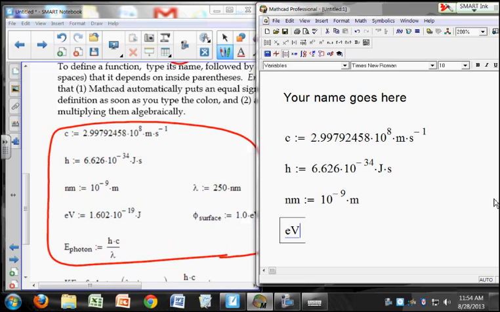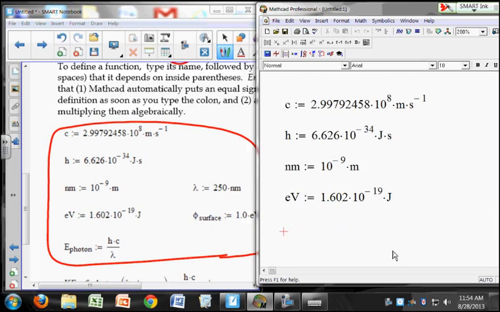EV colon, that would be 1.602 times 10 raised to the power -19 space bar times joules. Okay, and let's define lambda. This one, lambda right here, is 250 nanometers.